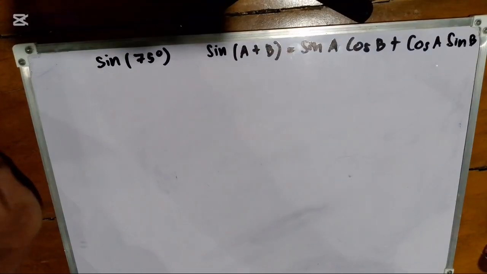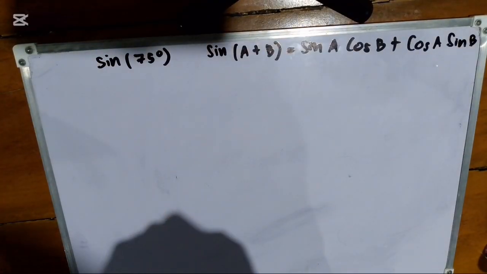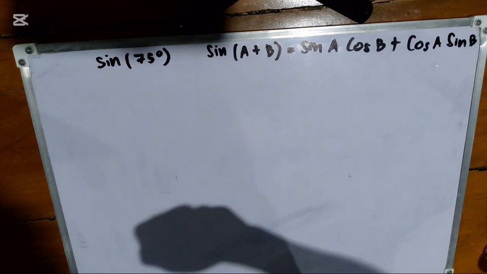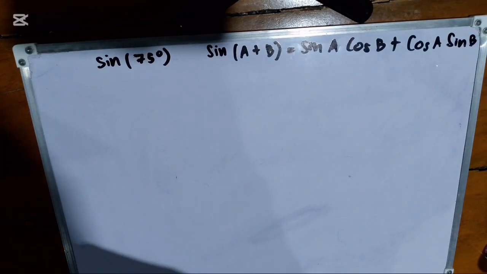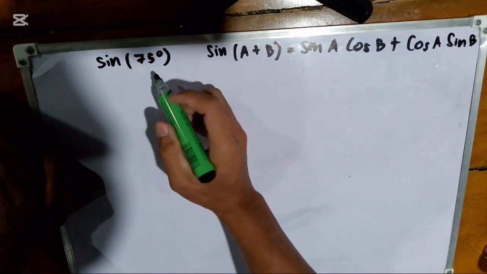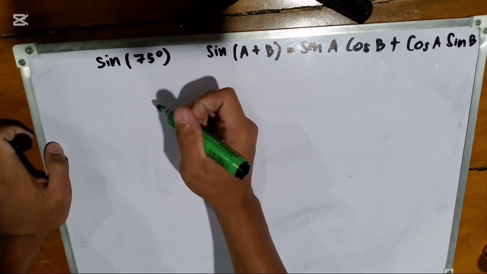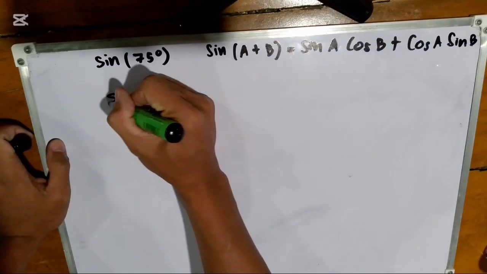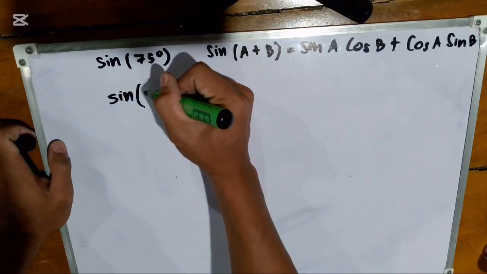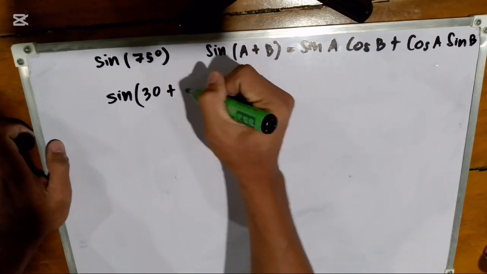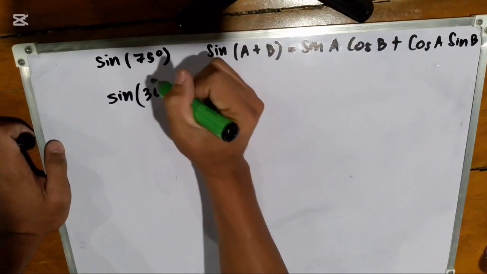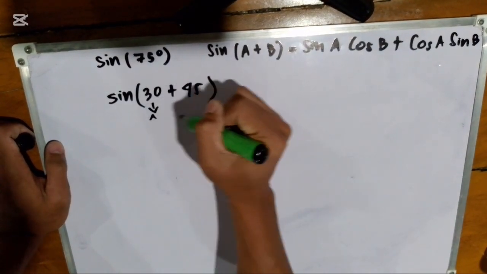Now let us find the common angles in the unit circle that, if you add the two values, would give the answer of 75 degrees. The angles that we are looking for are sine (30 plus 45 degrees), and the 30 will be our A and 45 is the B.